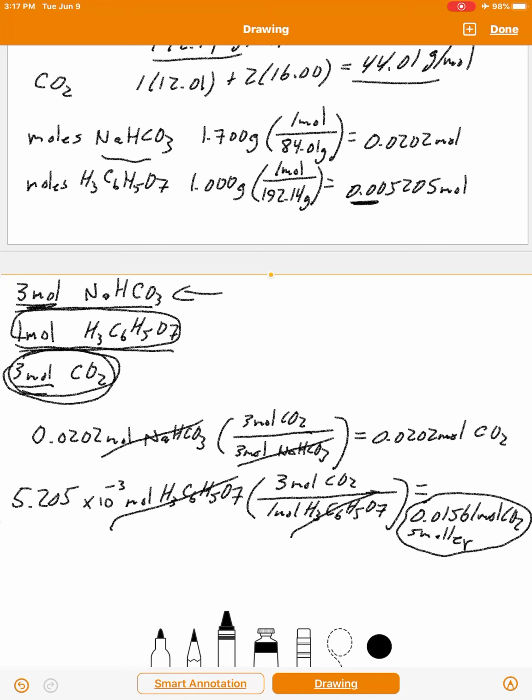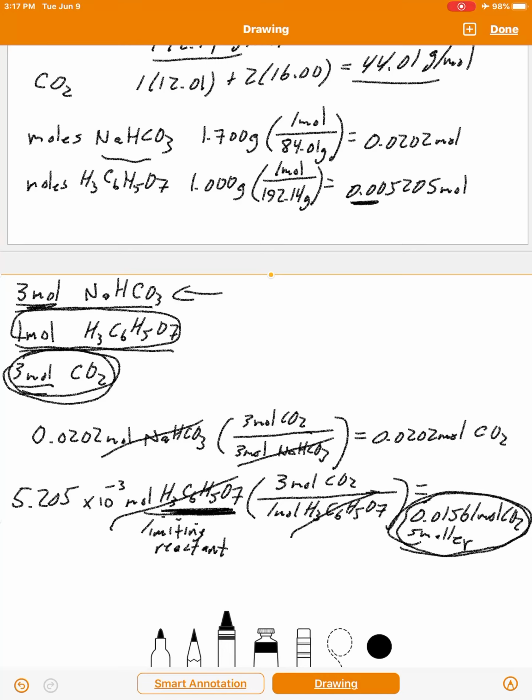Now, where did that smaller number come from? It came from the citric acid. That tells you this is the limiting reactant. The limiting reactant is the reactant that gives you a smaller amount of product. Okay, so there's our answer right there for moles of CO2.